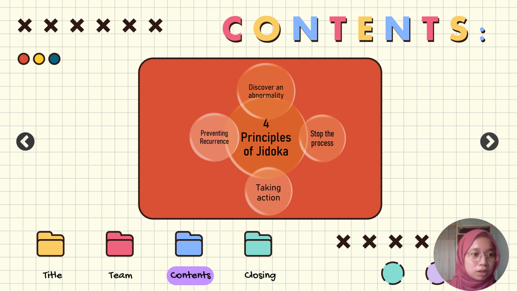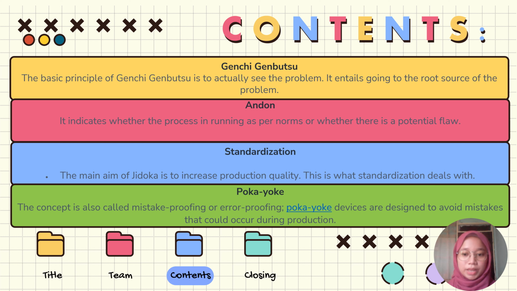The second one is Andon. It indicates whether the process is running as per norms or whether there is a potential flaw. According to the condition, it gives out an electronic signal. If the signal is negative, the worker will understand that there is a problem in the process. The third one is standardization. The main aim of Jidoka is to increase production quality. This is what standardization deals with.